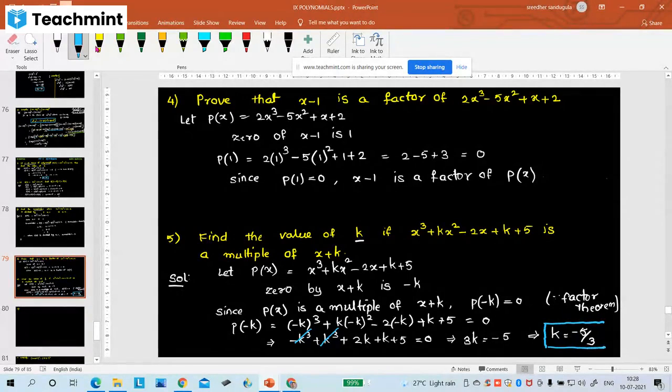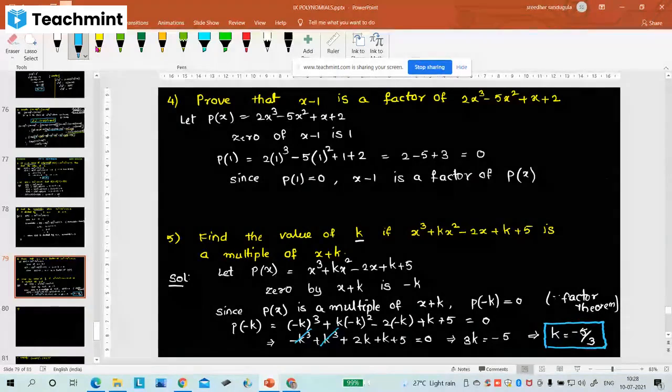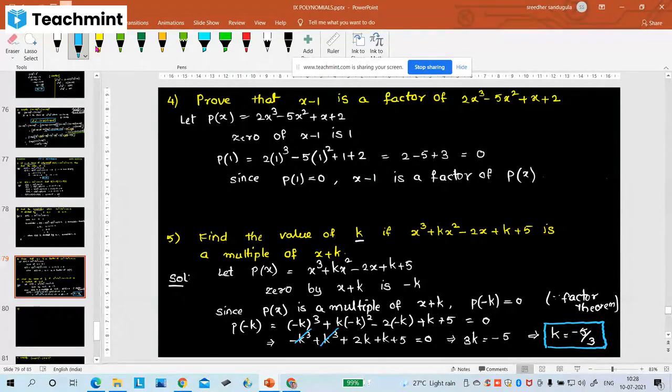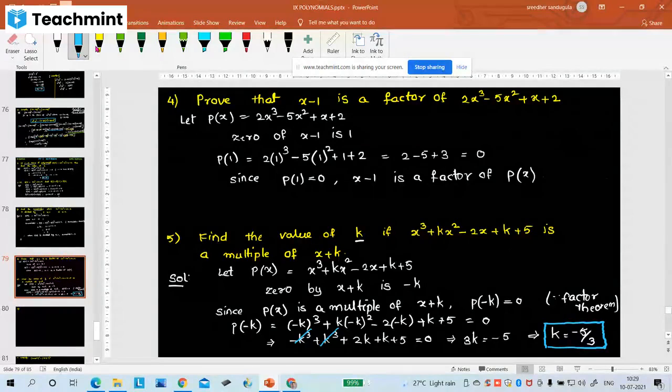This type of question is not given in the reader. A slightly different question is given, but this exact question is not given, because here P of x also has k terms, and the 0 of x plus k is also a k term. Okay, you can copy this, children. You have to write each and every statement properly. Then only you will understand the solution, how you got the answer, k value minus 5/3.